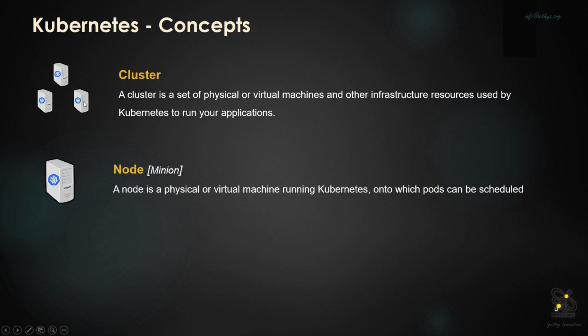So nodes, what is a node? A node is also called a minion. A minion is nothing but a single physical or virtual machine running Kubernetes on which the pods can be scheduled. So this is the place where your application pods or containers are running.